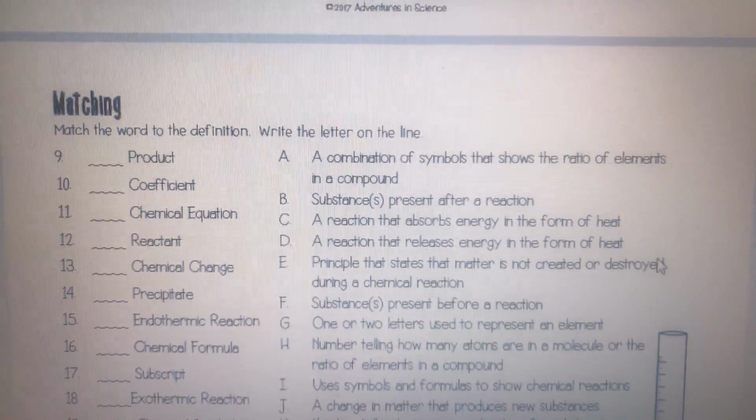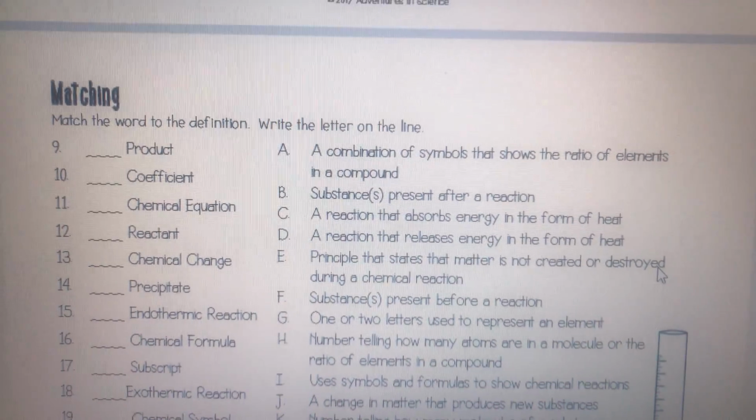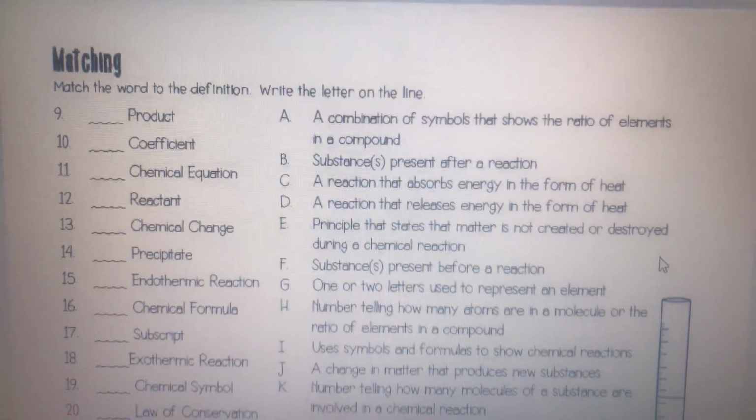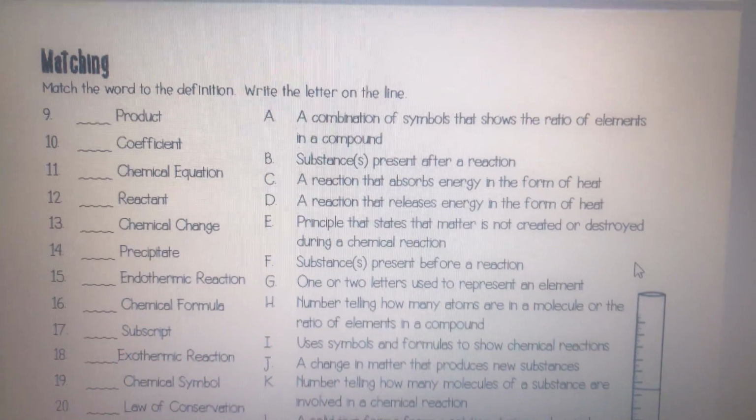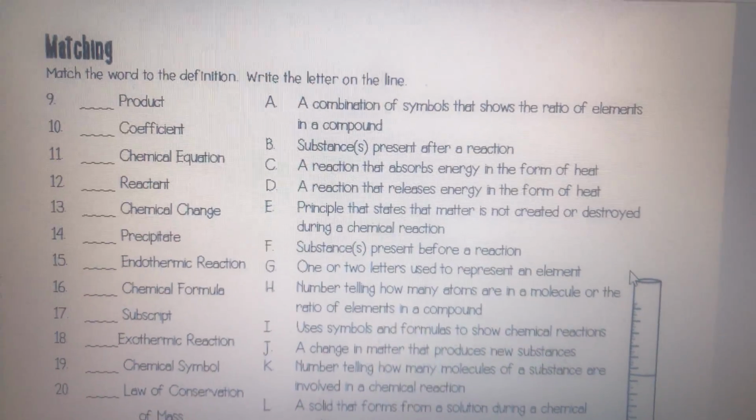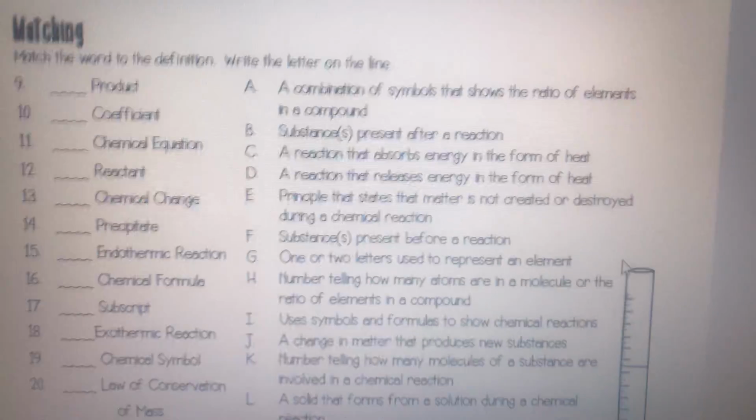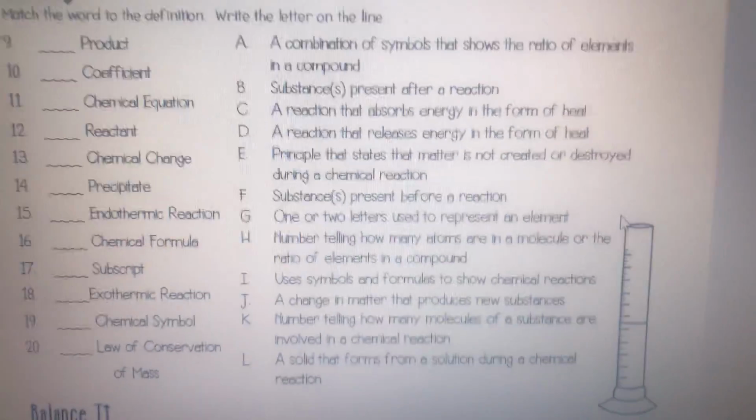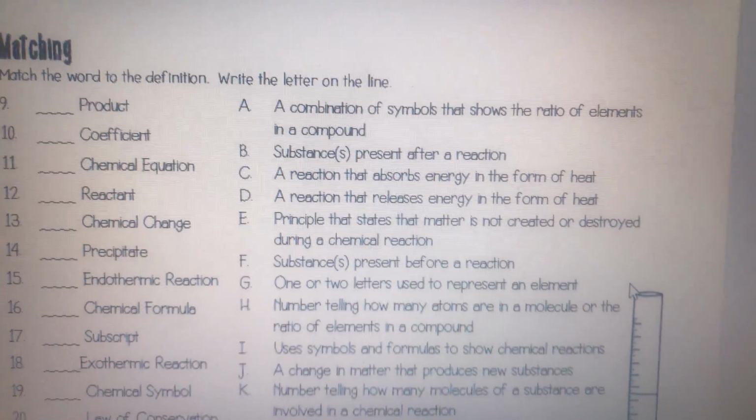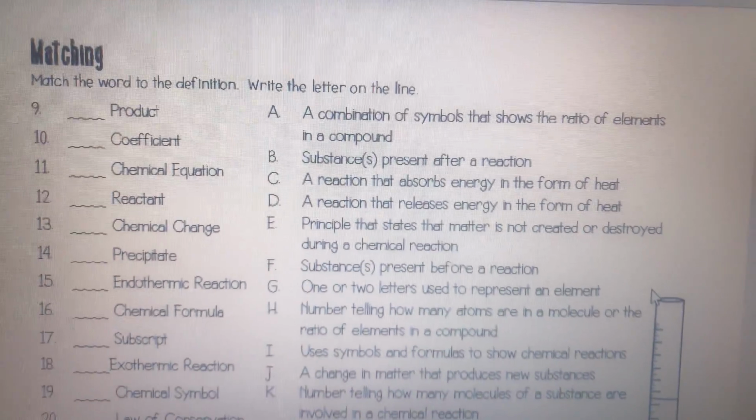So can you do this matching? Match the word to the definition and then write the letter on the line. Pretty easy to do. So product. Let's go down. A combination of symbols. So what is a product? Is it a combination of symbols that show the ratio of elements in a compound?